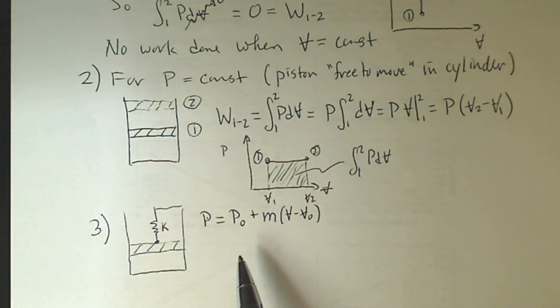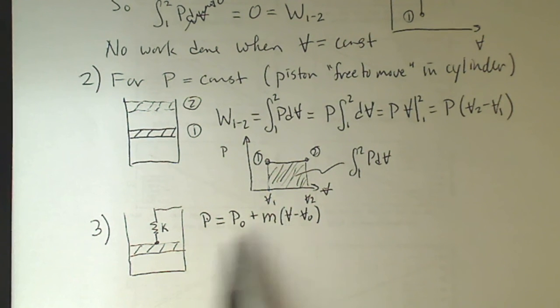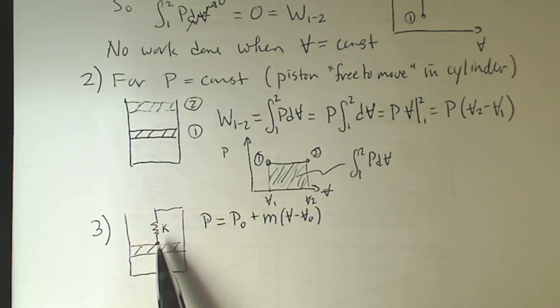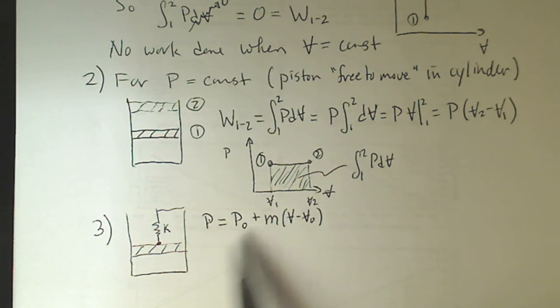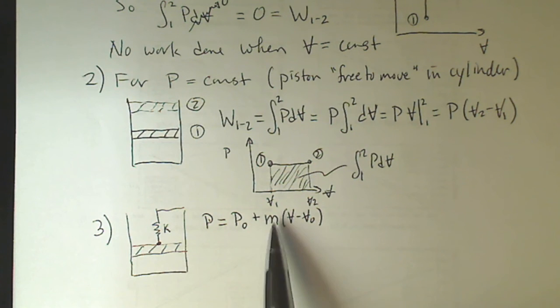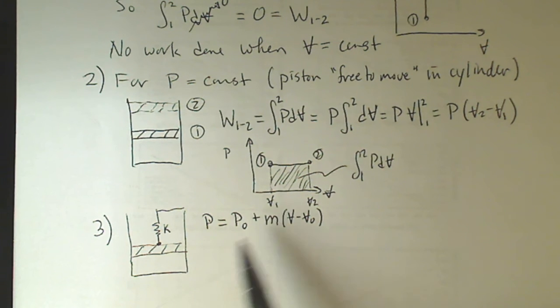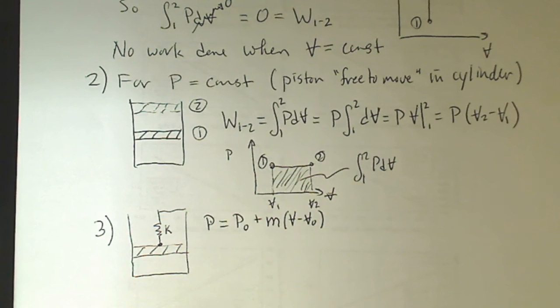Yes. So the pressure is a linear function of the volume. The larger the volume is, the stronger the pressure is. This constant M, you can work this out, but it actually ends up being something like K over A squared, where A is the cross-sectional area of this piston. But it doesn't matter. We need to know that, but that's not critical for talking about evaluating this integral.